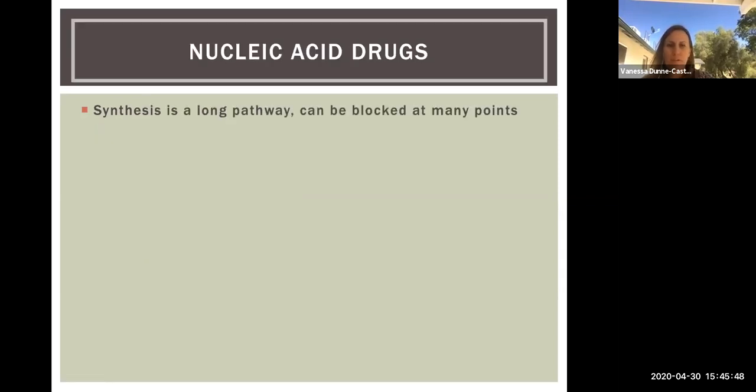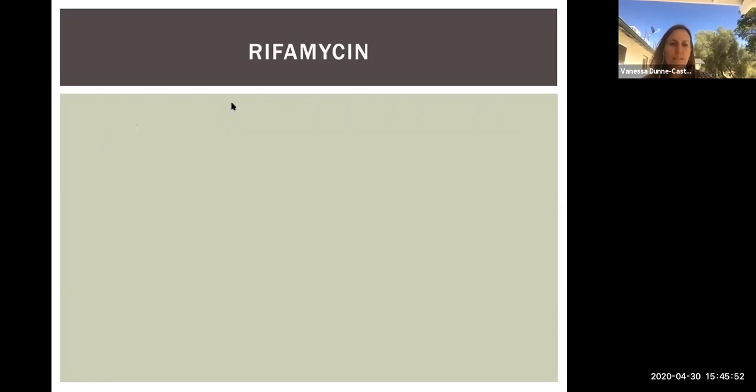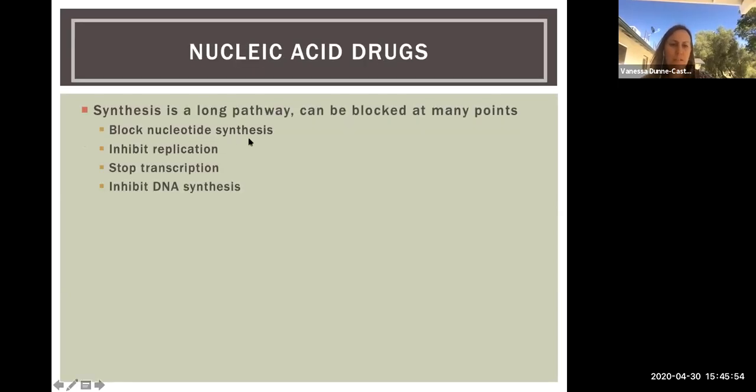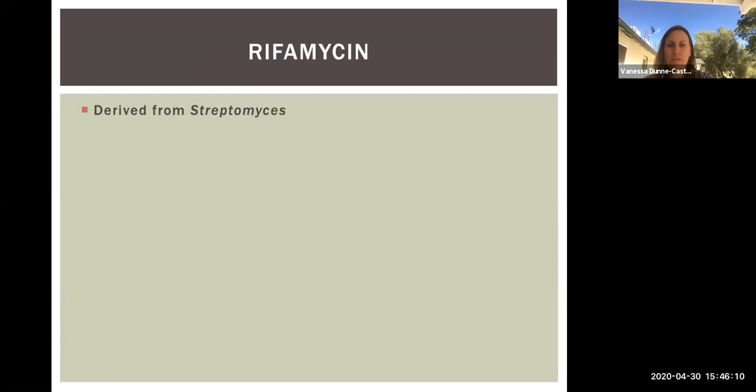Nucleic acid drugs, again, this is a very long pathway for the synthesis of nucleic acids. So there are lots of different ways that this pathway can be inhibited: blocking nucleotide synthesis, inhibiting replication of DNA, stopping the process of transcription through the elimination of RNA polymerase binding or RNA polymerase activity, and inhibiting DNA synthesis, right? So all of these different things are target sites for some of these nucleic acid drugs.